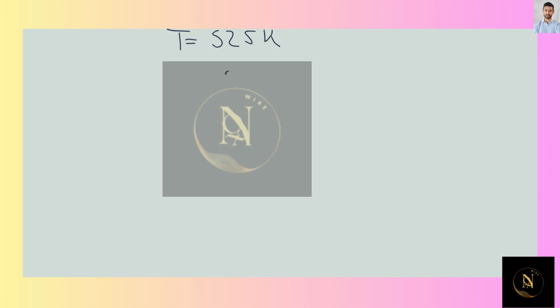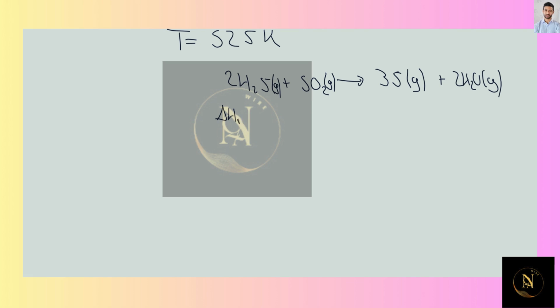Hi, so over here we're given a reaction at a temperature of 525 Kelvin, in which we're going to have 2 of H2S plus SO2, which produces 3 of sulfur as a gas, plus 2 of water as a gas. Over here, SO2 is also in gas form, and H2S is also in gas form. So we're given that the delta H for the reaction is equal to 559 kilojoules. The delta S of the reaction is going to be equal to 222 joules per Kelvin.